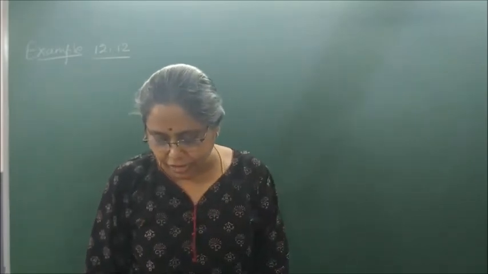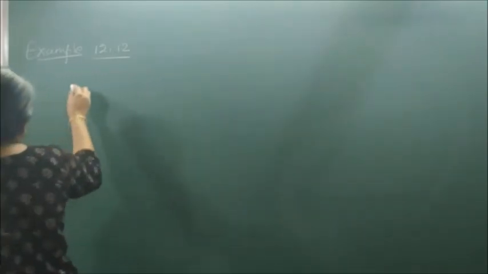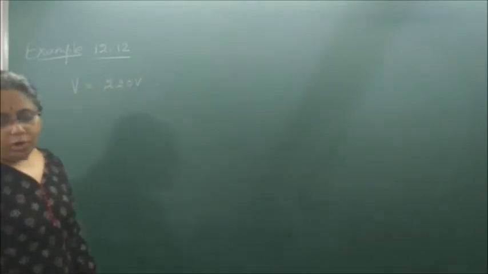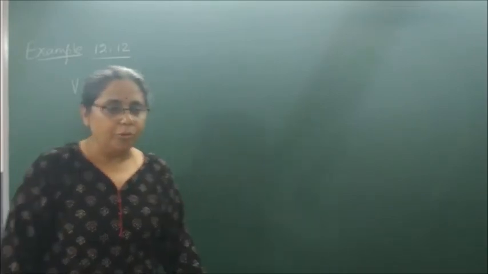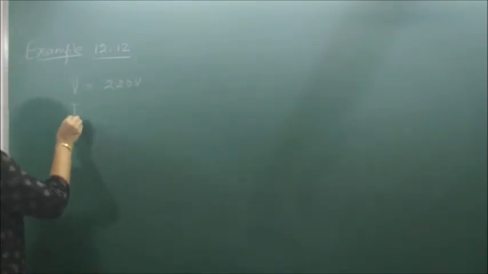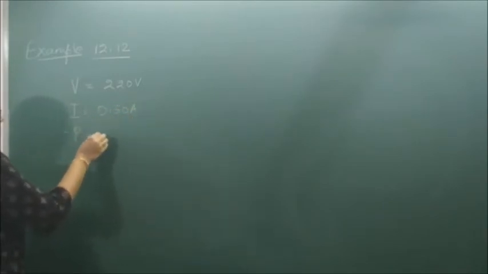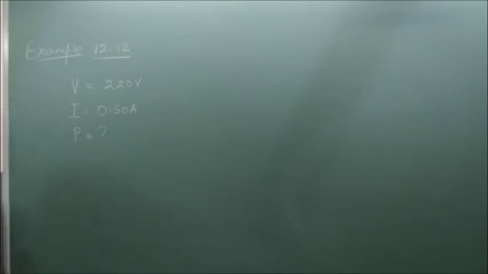It says an electric bulb is connected to a 220 volt generator. So V is 220 volt. What is given? The current is 0.50 ampere. I is given as 0.50 ampere. What you have to find out? Power. What are my formulas of power? P is equal to VI. P is equal to E by T. P is equal to I square R. And P is equal to V square by R. These are my four formulas of power.